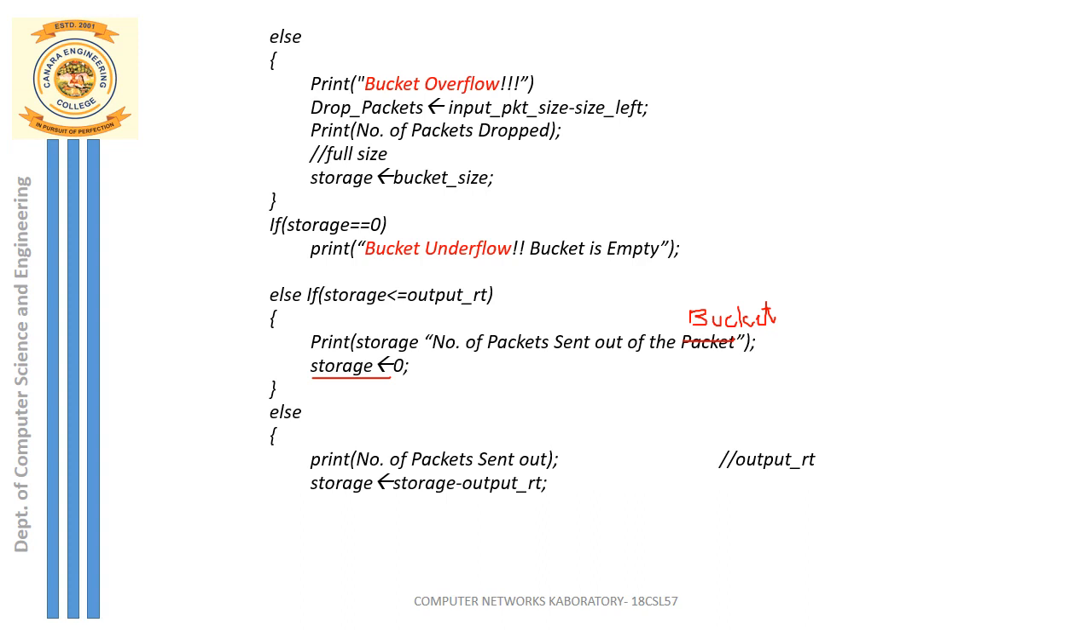If that is not the case, then we allow only output rate number of packets to go out of the bucket. So else, the number of packets sent out is the output rate. If I have 10 packets in the bucket and the output rate is 2, then at a time I can allow only 2 packets to go out of the bucket. Once I allow output rate number of packets out of the bucket, I update the storage. Storage is equal to storage minus output rate. So now storage becomes 10 minus 2, that is 8.